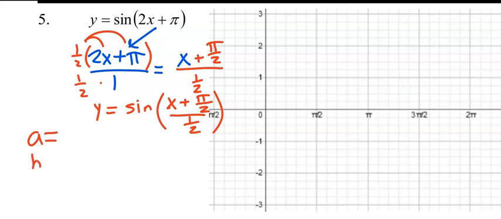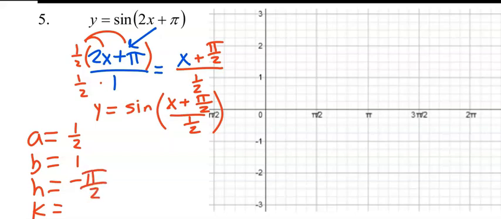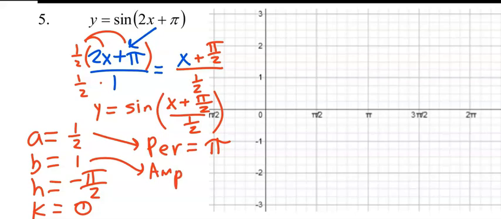Okay, what's my A, my B, my H, and my K? A is what? 1/2. Good call. How about that B? 1. H? Negative pi over 2. Yeah, be careful. Remember, it's x minus h. And K? 0. What's the period of this one? Only 1 pi, right, because we cut the period in half. All right? And the amplitude? Still 1.